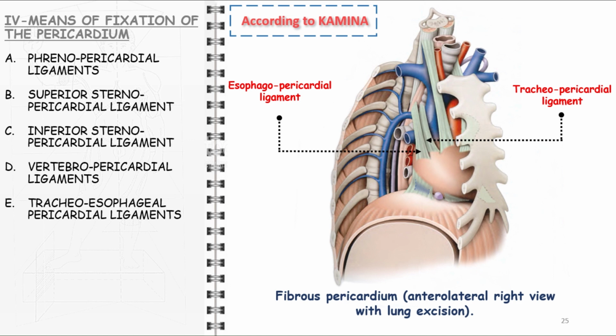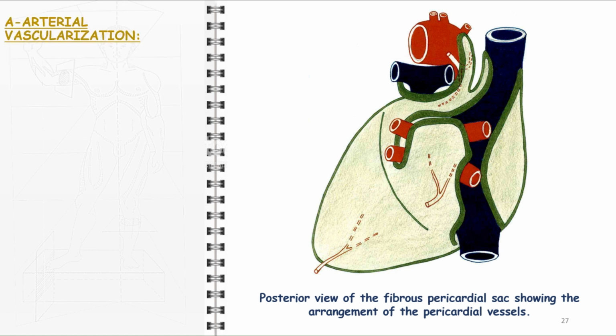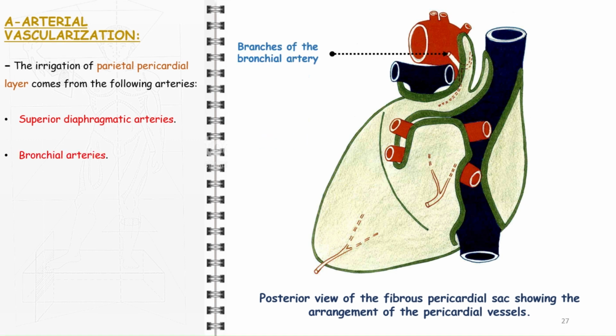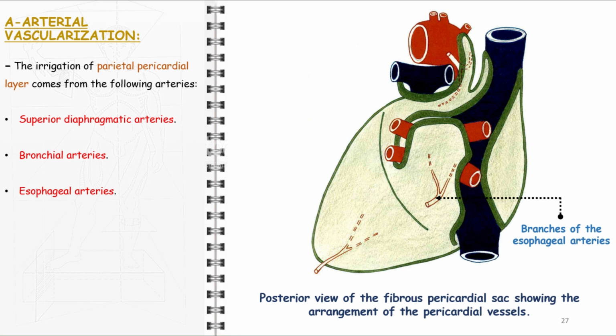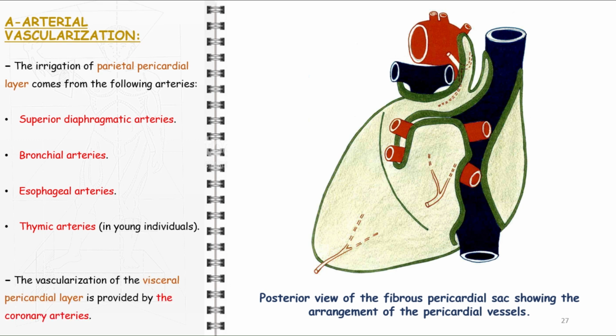And tracheoesophageal pericardial ligaments extend from the trachea, bronchi, and the anterior face of the esophagus to the nearby parts of the pericardium. Finally, let's discuss the vascularization, innervation, and lymphatic drainage of the pericardium. Starting with its arteries. The blood supply of the parietal pericardial layer comes from the following arteries: superior diaphragmatic arteries, bronchial arteries, esophageal arteries, and thymic arteries in young individuals. Whilst the blood supply of the visceral pericardial layer is provided by the coronary arteries.